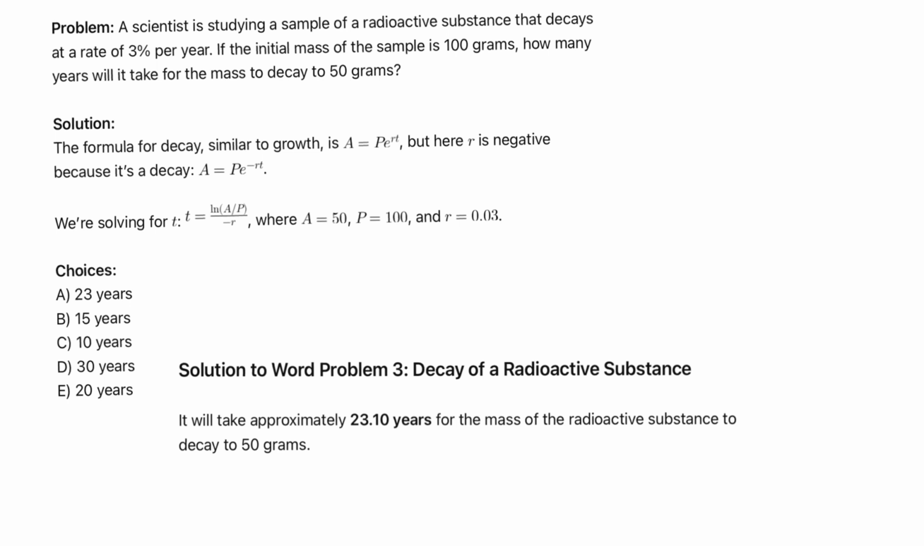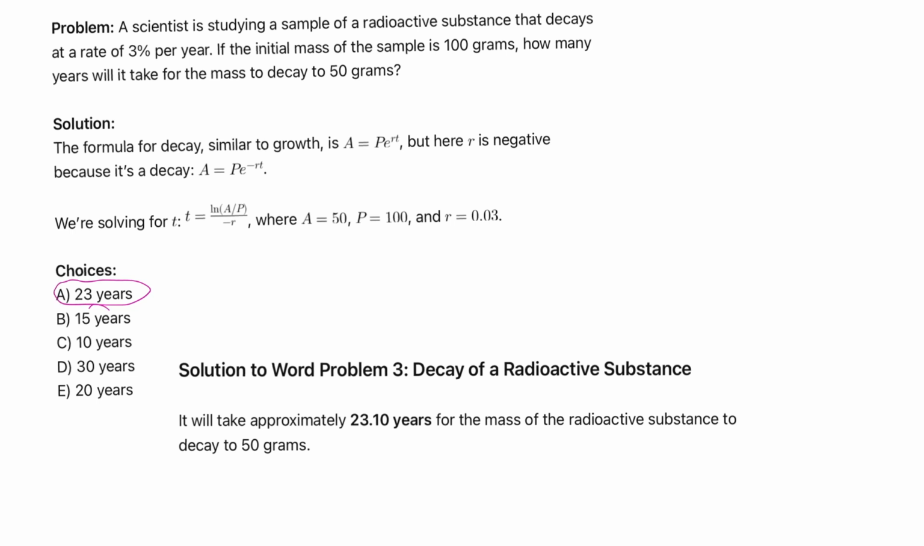So, just like we have already done in the two previous ones, you're just going to plug in the numbers where the A was 50 and the P was 100. And then your R is 0.03. And when you plug those into the equation, you should have gotten something like 23.1 years, or since we're only dealing with whole numbers for the answers, it would have been 23 years.